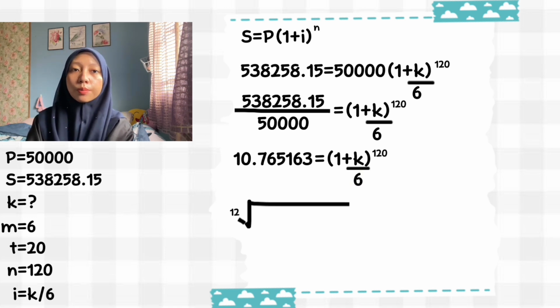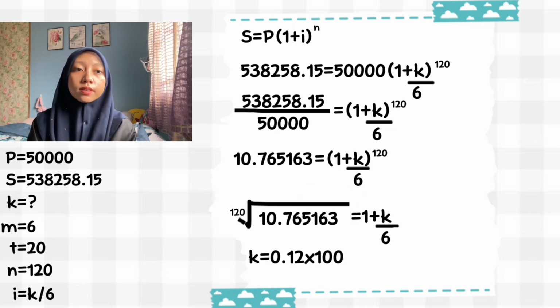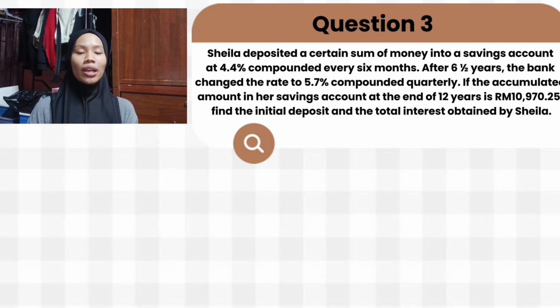It becomes power by 1/120. 10.765163 to the power of 1/120 equals 1 plus K over 6. We need to move 1 to the left side. Remember, when the question asks for percent, we need to multiply by 100%. So the answer is 0.12 multiplied by 100%. So K is 12%. For the next question, we will have two timelines, which is before and after 6.5 years.